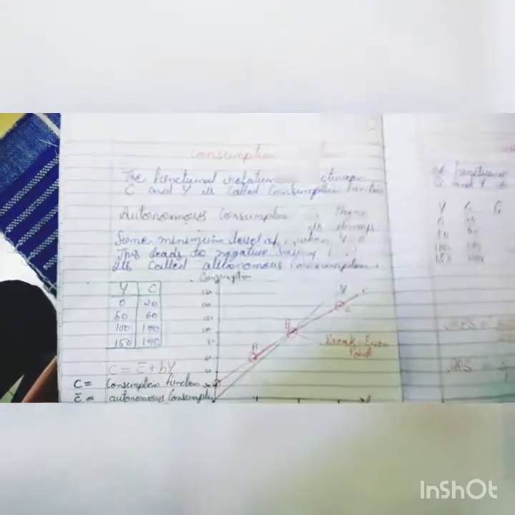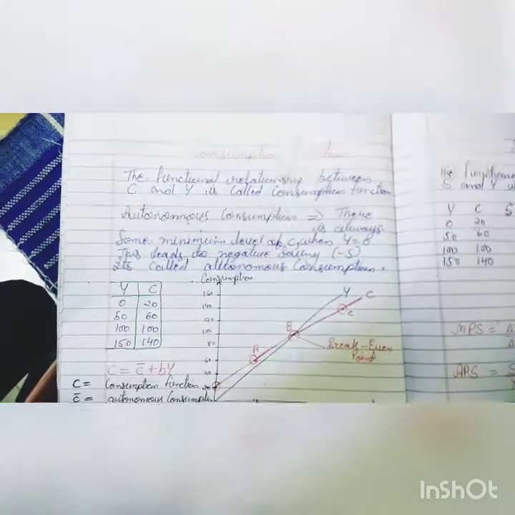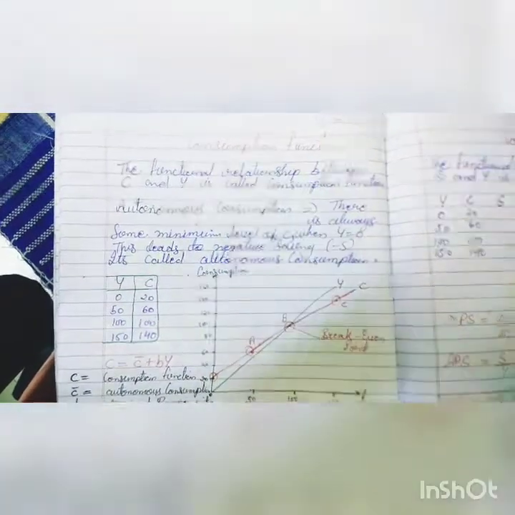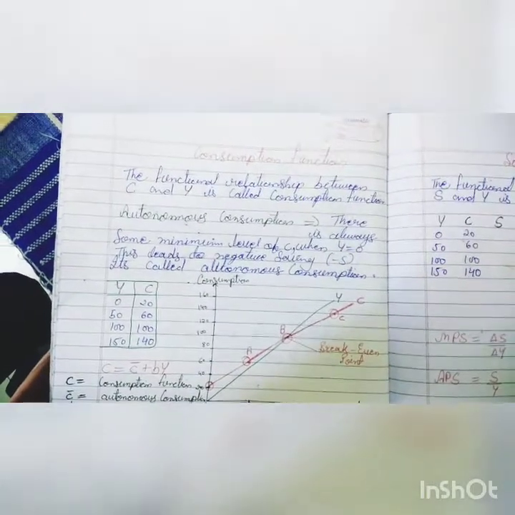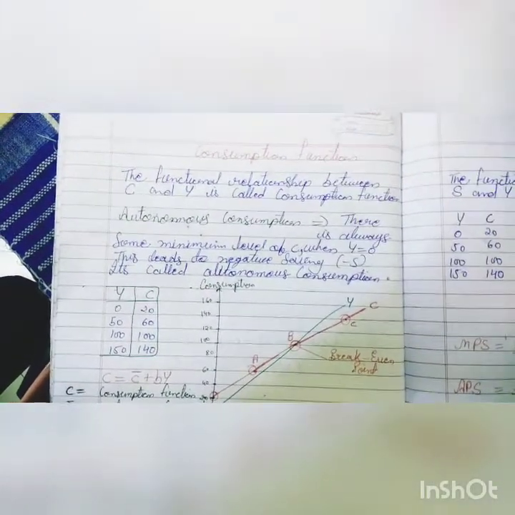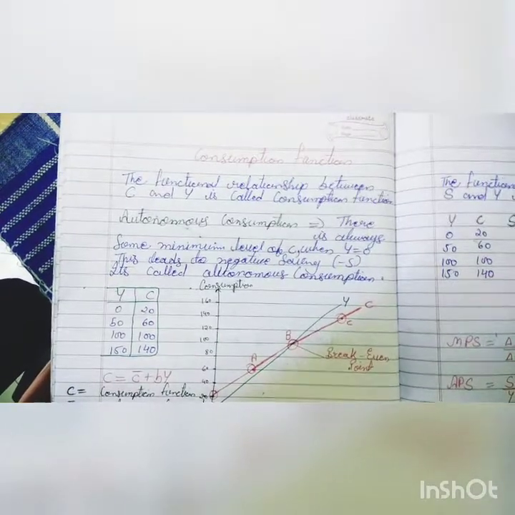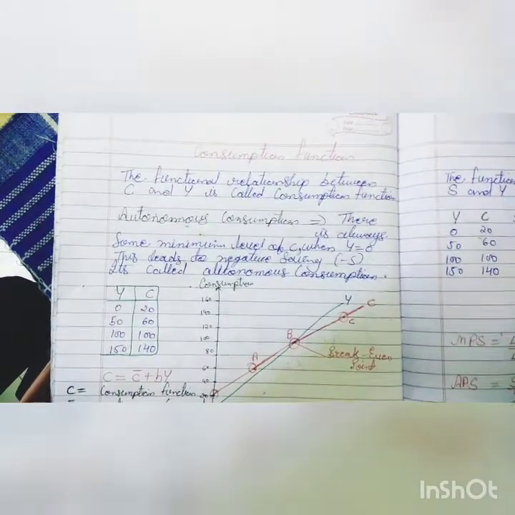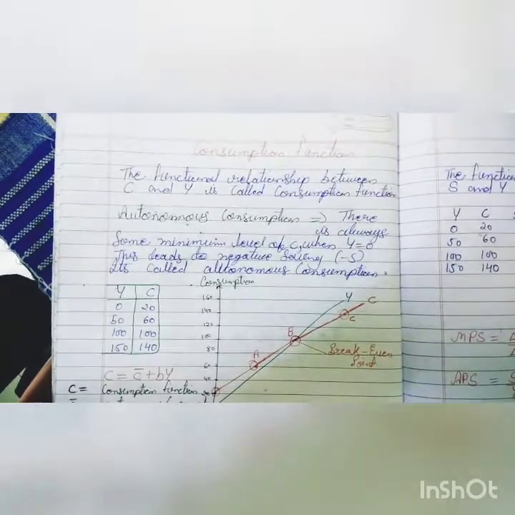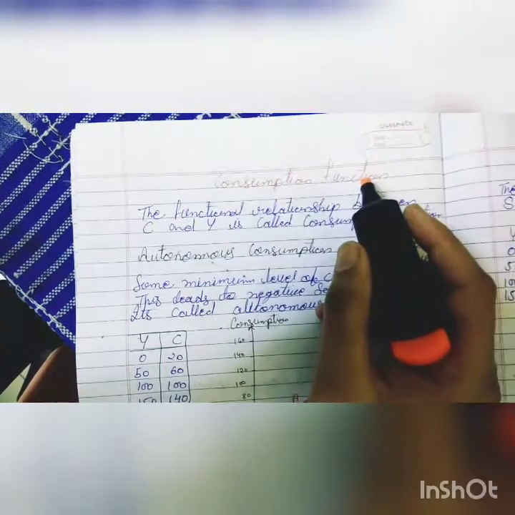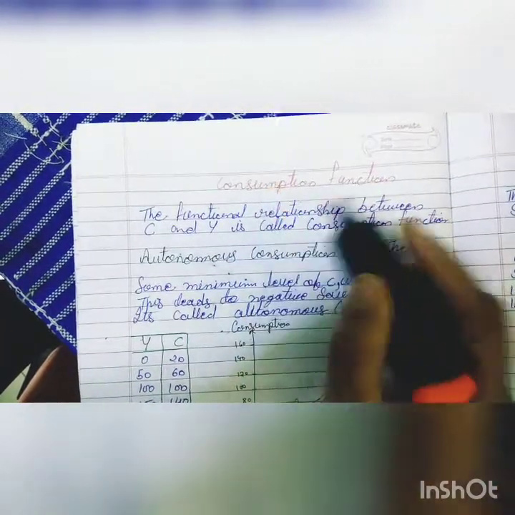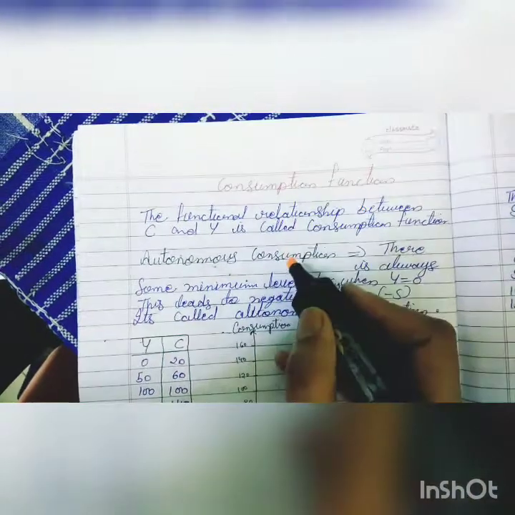Hello student. Now I will explain the topic of consumption function. Consumption function: function means relationship between two or more variables. Consumption means consumers consume goods and services. But the main thing is the function, the relationship. That's why consumption function means the relationship between two variables.